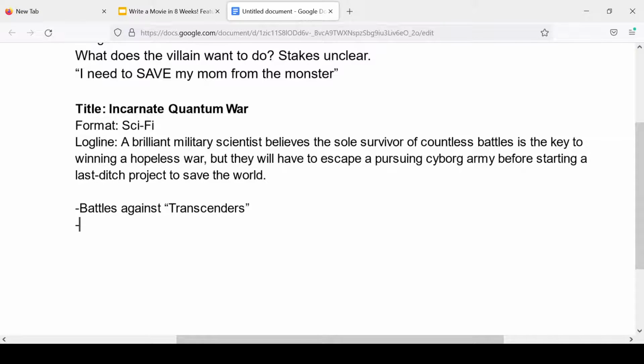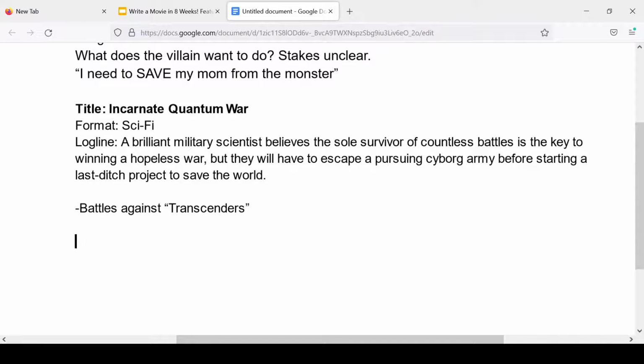Okay. So we want to bring this up a little bit earlier, because if we say they have to escape a pursuing cyborg army, I don't understand the connection to the first part of the logline here. With a big world-building sci-fi like this, we need to be careful how we define and explain things. So we might want to say something like, let me see, the scientist believes that the survivor of these battles is the key to winning a war.